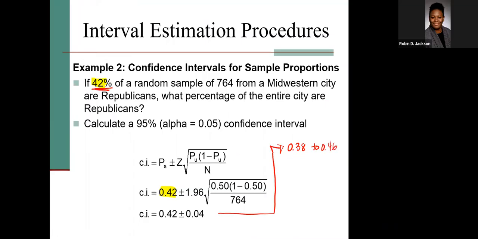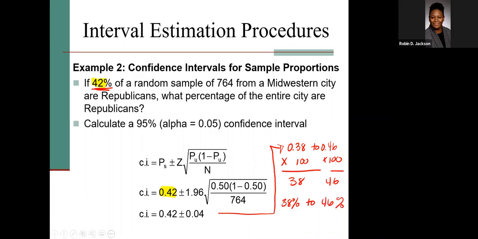Okay, and all you do is you take these numbers and you multiply them by 100. So just do this 100 and multiply by 100. That's going to give us 38. And that's going to give us 46. So in percentages, our confidence interval is 38% to 46%.